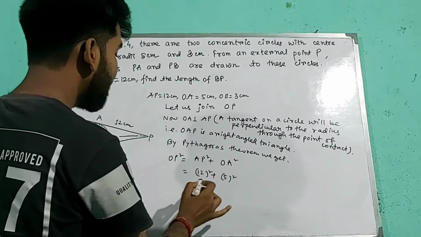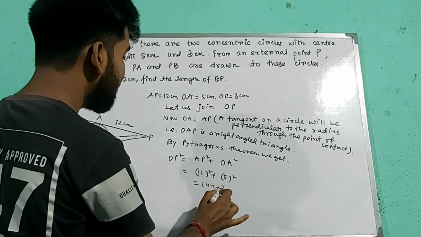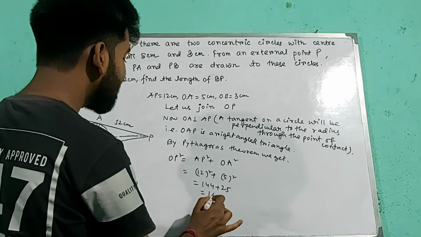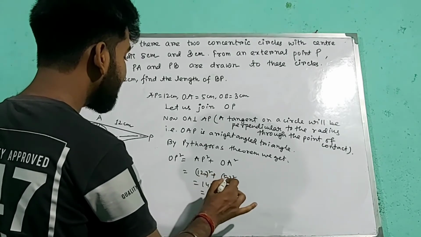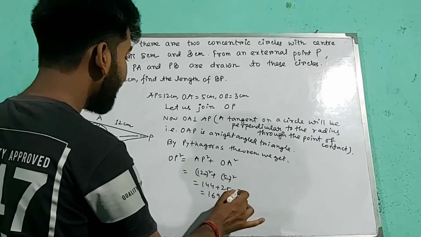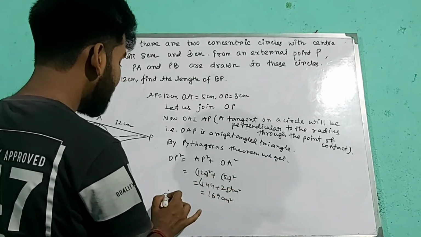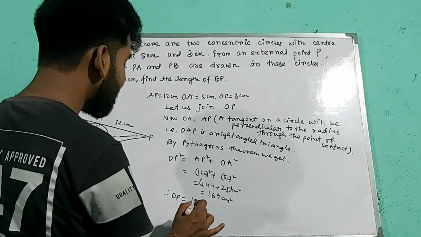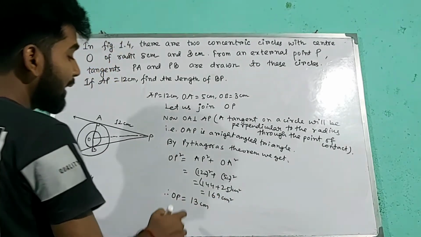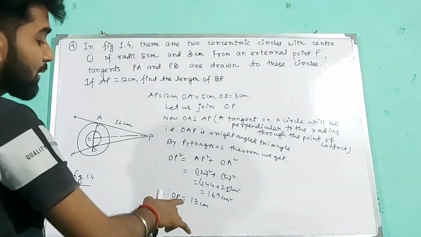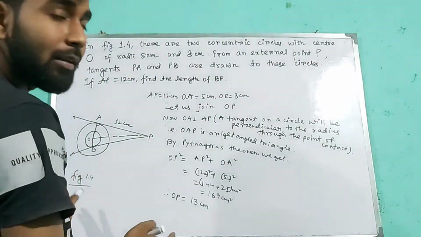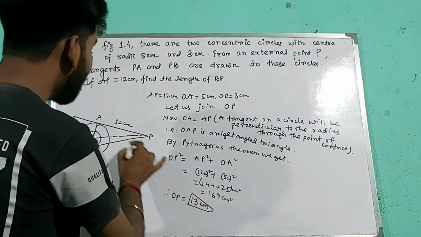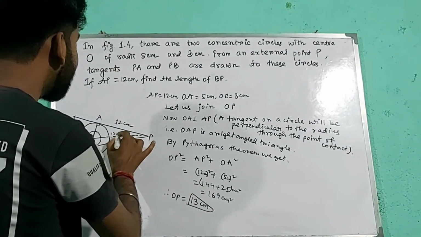What will be 144 plus 25? That will be 169 centimeter square. Write the centimeter. Now therefore OP will be root over 169, that is 13 centimeter. You can't take plus minus here because minus cannot be the length of a side. So OP is 13 centimeter.